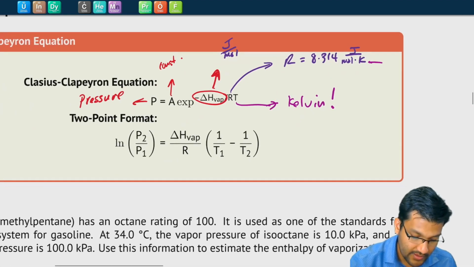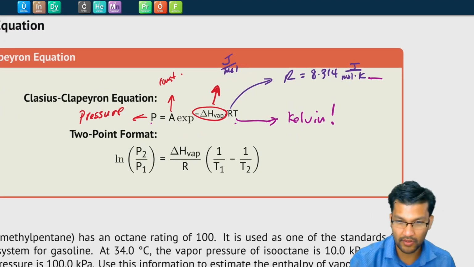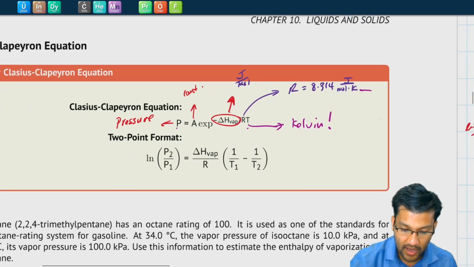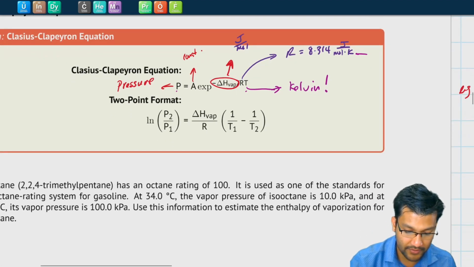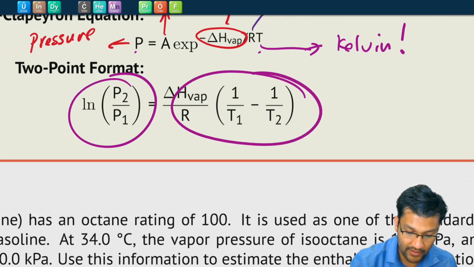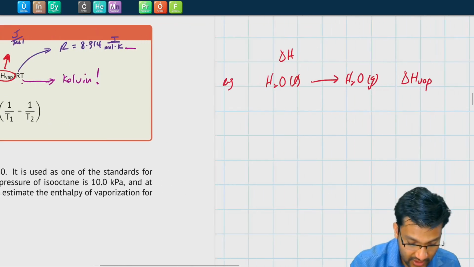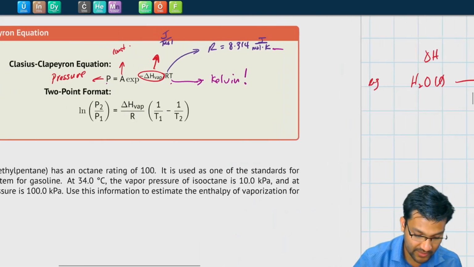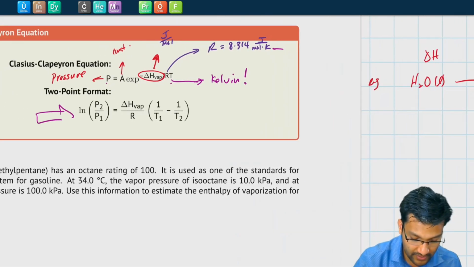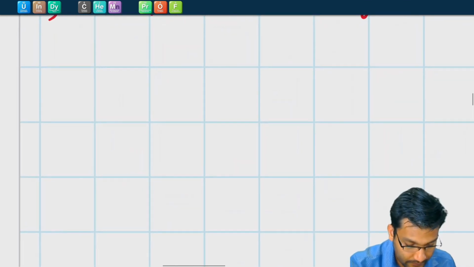Okay, so in this equation, we can figure out how pressure and temperature are related to each other. Now, what happens if we want to figure out how pressure and temperature changes are related to each other? Well, let's do some derivation. If you want, you can skip ahead to the next part and just use this two-point formula in your calculations. But if you'd like to see how we get that, just stick around for a little while.